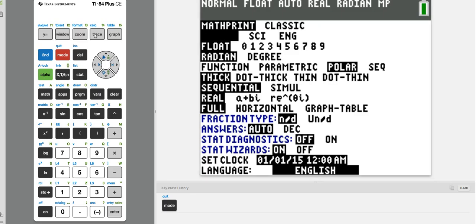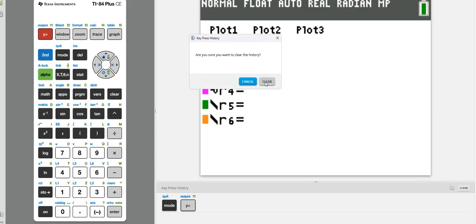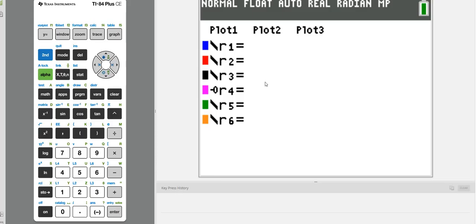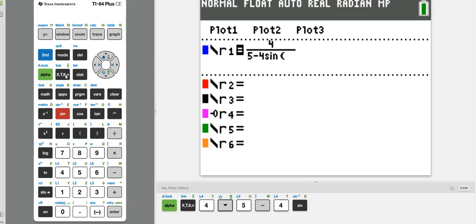Then when you click the Y equals key, you get something that looks a little different. You're asked to put in an R. So we want to put in a fraction. I'm just going to hit the alpha key, then the X key. That gives me a nice horizontal fraction, 4 divided by 5 minus 4 sine of theta. Where do I get the theta? Well, when you're in polar mode, when you press the X key, it actually gives you a theta.